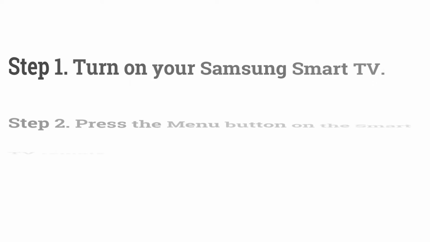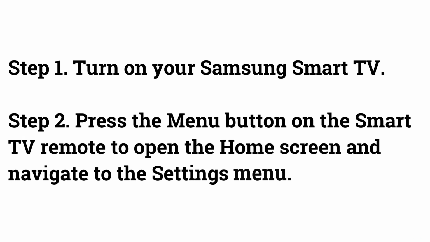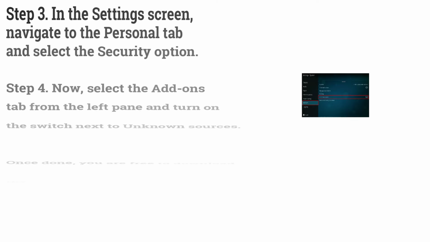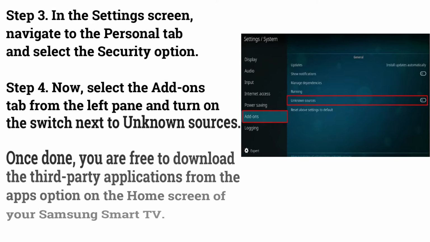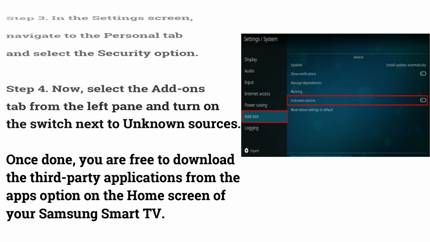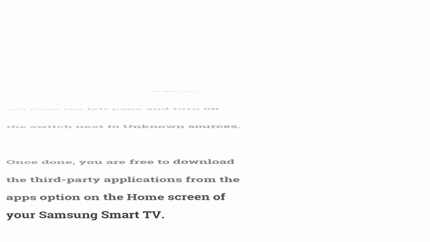Step 1. Turn on your Samsung Smart TV. Step 2. Press the menu button on the Smart TV remote to open the home screen and navigate to the Settings menu. Step 3. In the Settings screen, navigate to the Personal tab and select the Security option. Step 4. Now, select the Add-ons tab from the left pane and turn on the switch next to Unknown Sources. Once done, you are free to download the third-party applications from the Apps option on the home screen of your Samsung Smart TV.